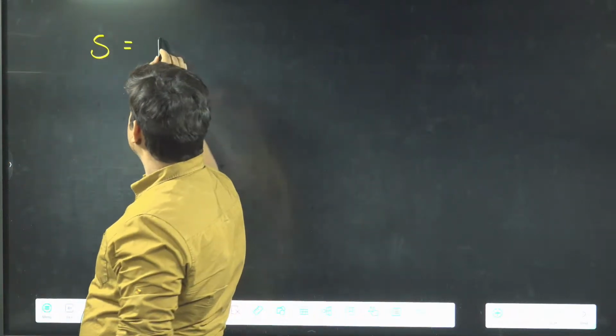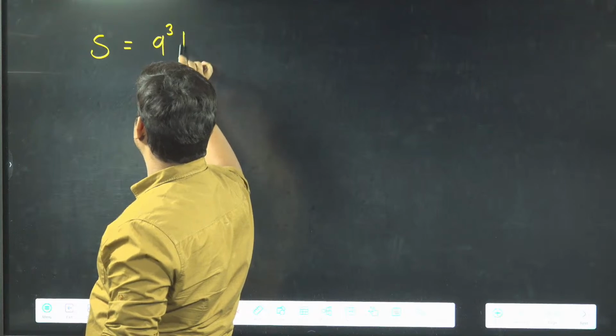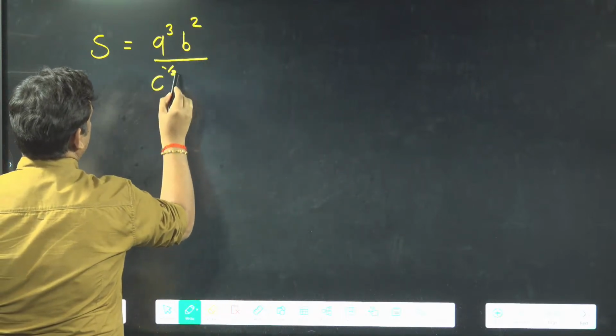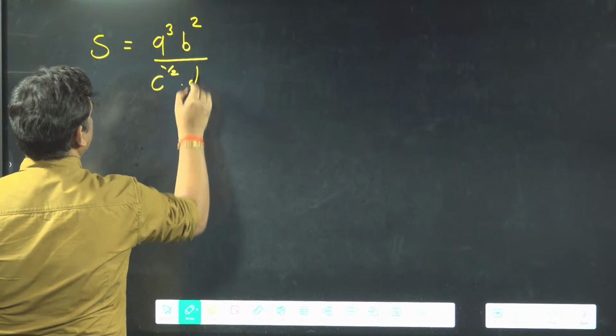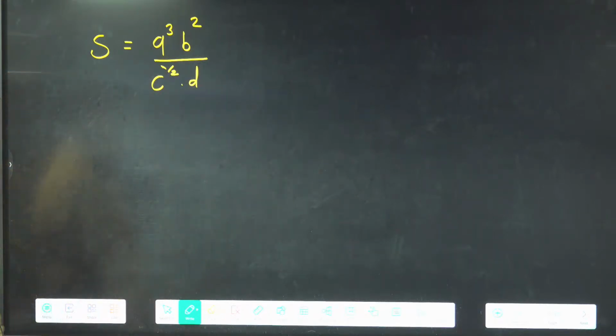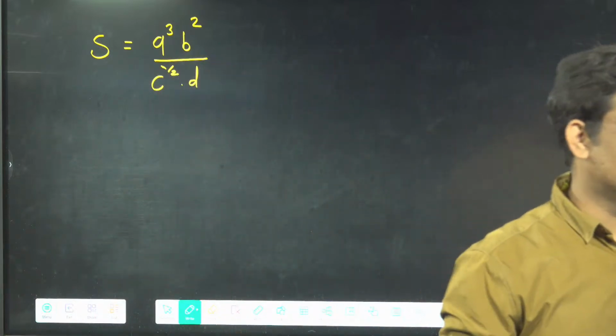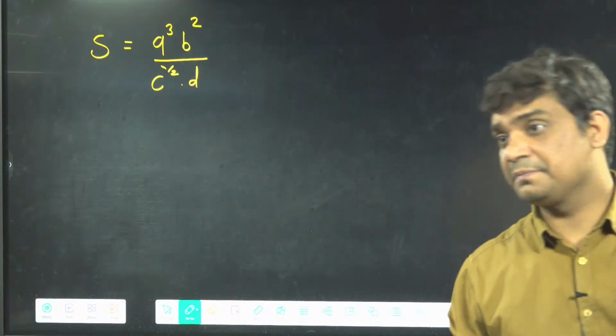A quantity S is given by A cube B square divided by C power 1 by 2 into D.